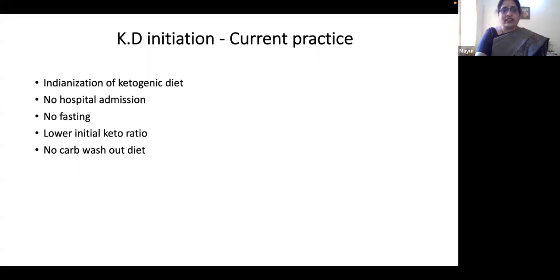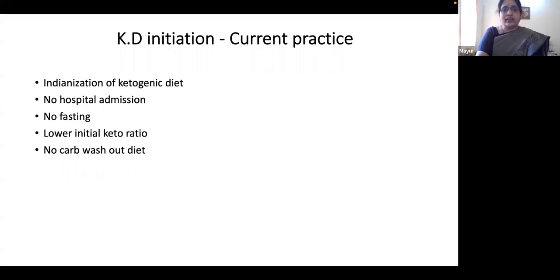KD initiation in our current practice: we do not recommend hospital admission. In the Indian scenario, cost is one factor, and other issues also raise concerns at the initiation itself. If there are a lot of concerns, then we will not be able to help the child with KD. So we do not recommend hospital admissions. We do it at OPD level itself. And we don't recommend fasting, because even without that we are able to achieve ketosis at OPD level.